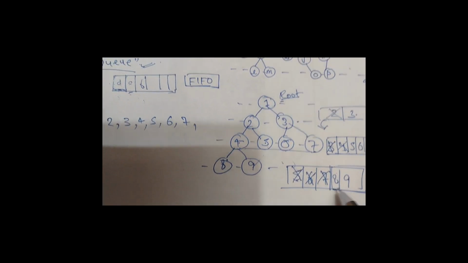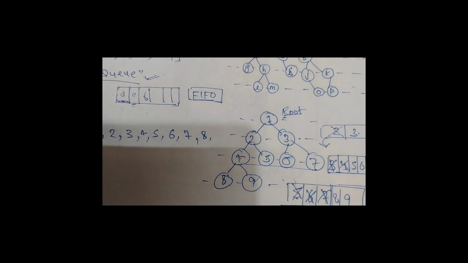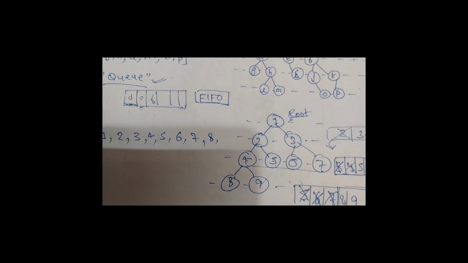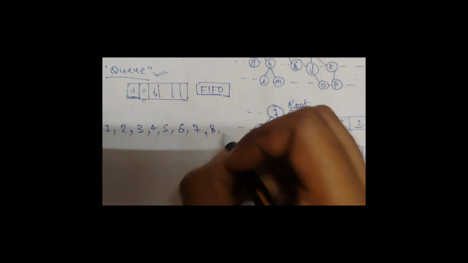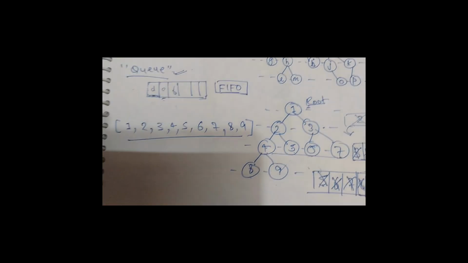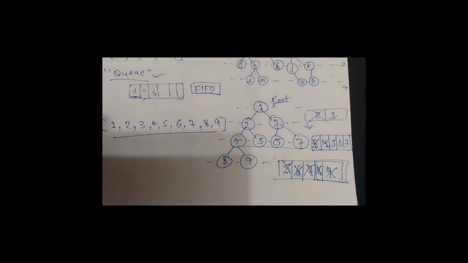Now moving on to this last level, I'll pop out 8 and print. Does it have left or right? No, it does not, skip it. And for 9, I'll pop out 9 and print it. It does not have left and right, so I'll skip it. So this is the level order traversal after using queue.